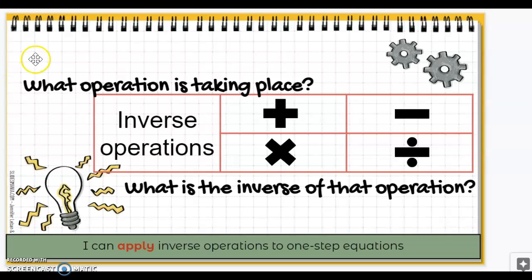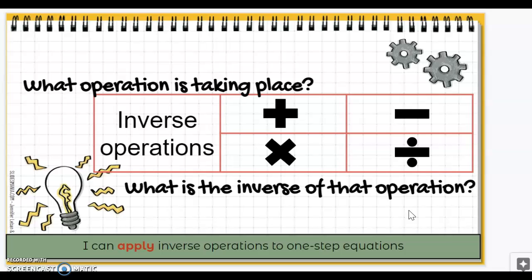And what is an inverse operation? Well, we need to find out what operation is taking place. Let's say we are adding two terms. In order to do the inverse, I need to subtract those terms. So I need to subtract. If I'm multiplying, the inverse operation is division. So when you're looking at inverse operations, you're looking for the opposite operation to undo what is happening.